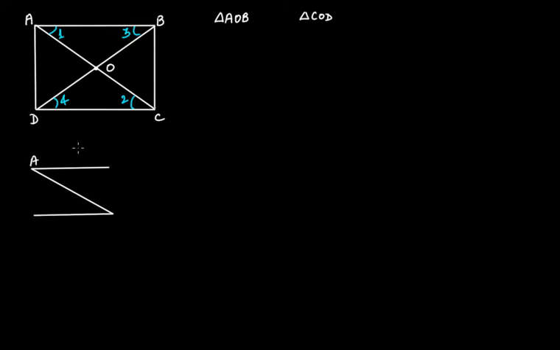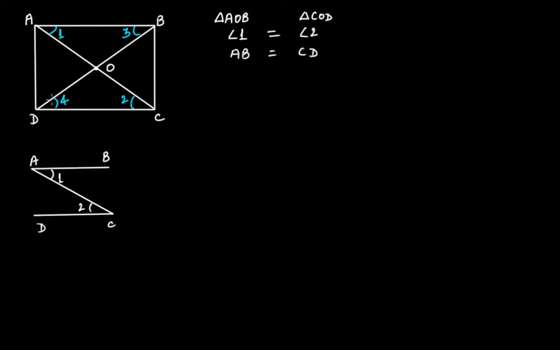So this is A, this is B, this is C, this is D. The transversal is AC for these two parallel lines AB and CD. This is angle 1 and this is angle 2. So angle 1 is equal to angle 2. Alternate interior angles are equal to each other. Then this side AB is equal to this side CD. That's a property of a square. So AB is equal to CD.